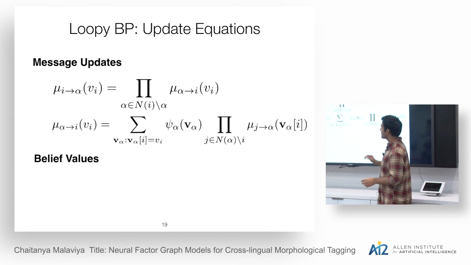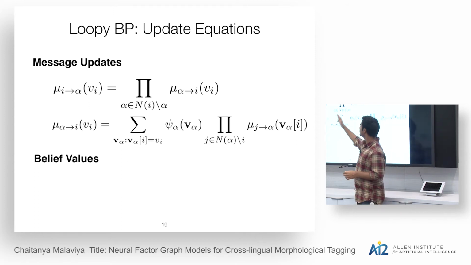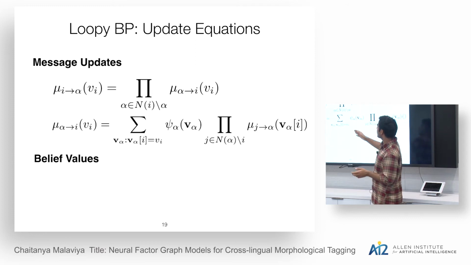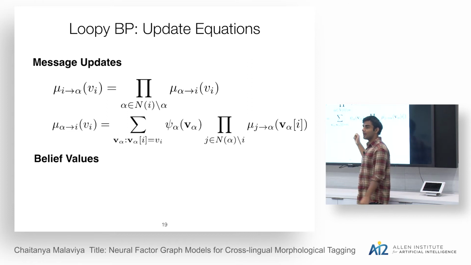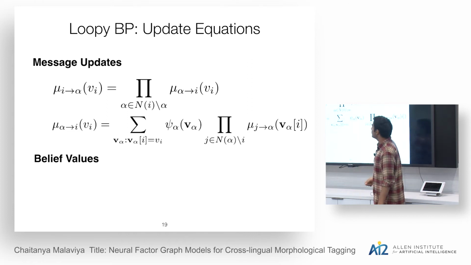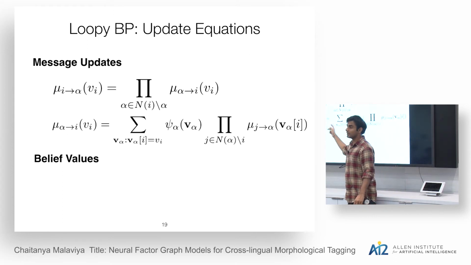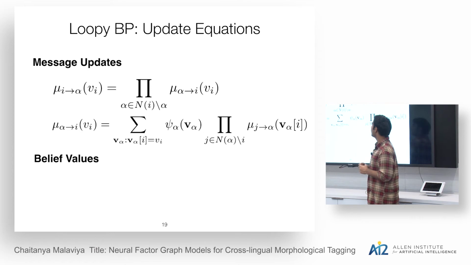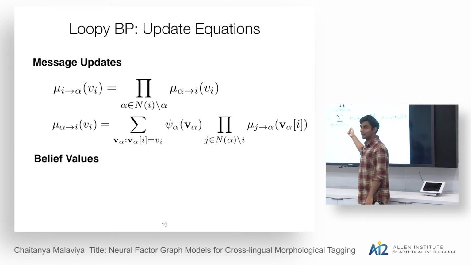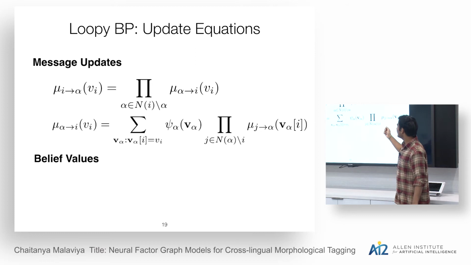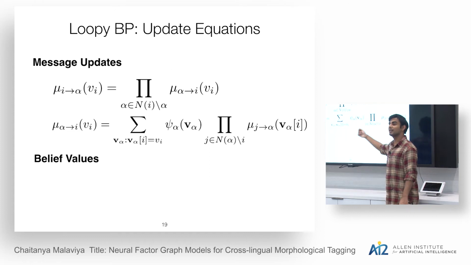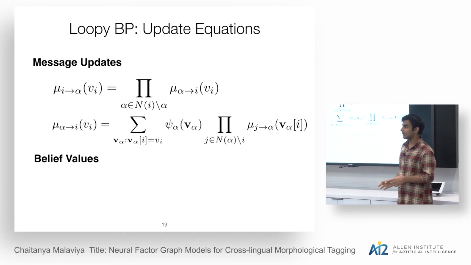So these are standard updates of belief propagation. For messages from variables to factors, we take a product over all the messages from neighboring factors except the factor that we're sending the message to. And for messages from factors to variables, we compute the product over the factor weight, as well as a product over all the neighboring variables except the variable that we're sending the message to. And this is the standard way that belief propagation works.